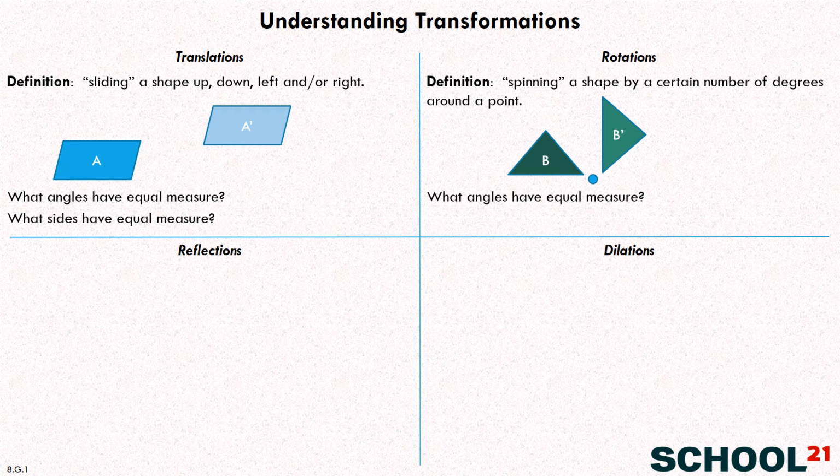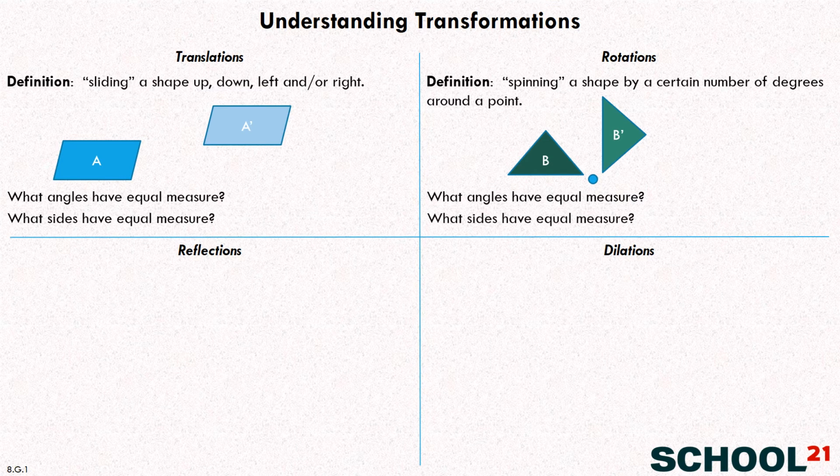So now we ask ourselves the same questions. What angles have equal measure? Well, the lower left angle of B is the same as what angle of B prime? The top angle. The top, right? Because that's the one that it got kind of spun up to. How about the top angle of B? Which B prime angle is it equal to? The one on the right. The one on the right over here, right? Okay, so you get the idea.